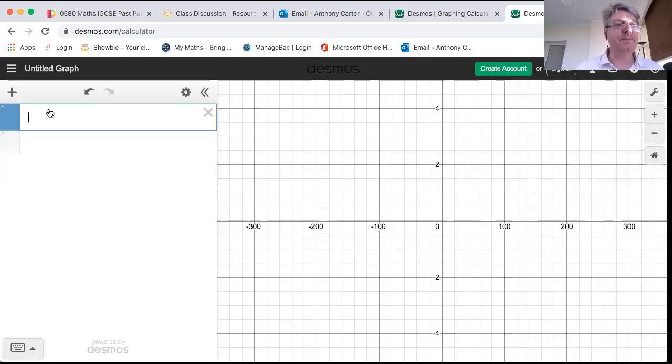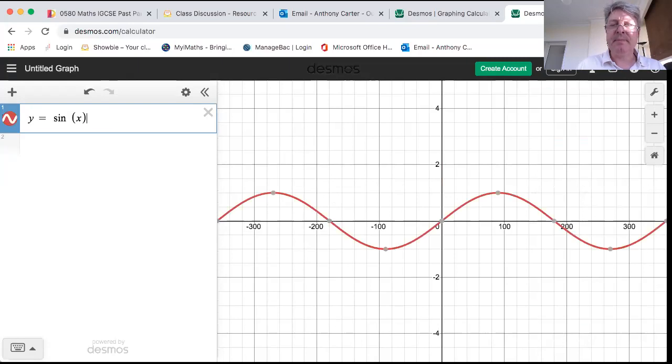There it is. Now, let's try the graph y equals sine x. So that's the shape we know and love. Notice that the horizontal axis goes up in 20s: 20, 40, 60, 80, 100. So this is 90, this is 180, this is 270, and this is 360. So that's the sine wave. Now this topic is all about transformation.